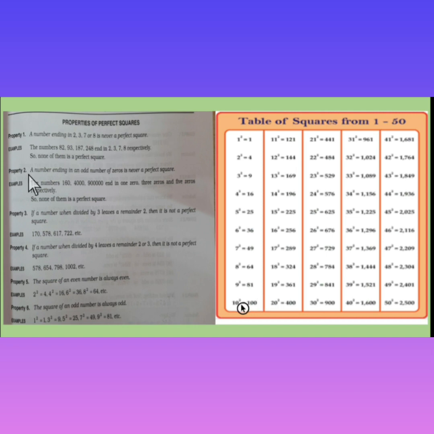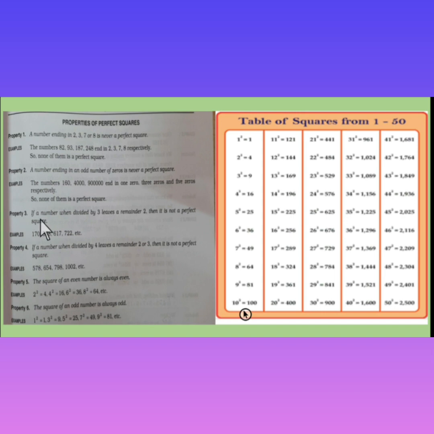Property second is a number ending in an odd number of zeros is never a perfect square. If in any number there are an odd number of zeros, either 1, 3, 5, 7, then it is not a perfect square. You can see these are perfect squares. In 10 square there are 2 zeros. When we find 100 square, the zeros are double. Here is 2 zeros, then in 100 square there are 4 zeros. Because of this, when it is a perfect square, the number of zeros is always even.